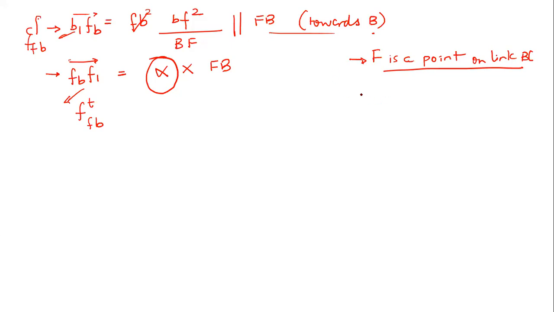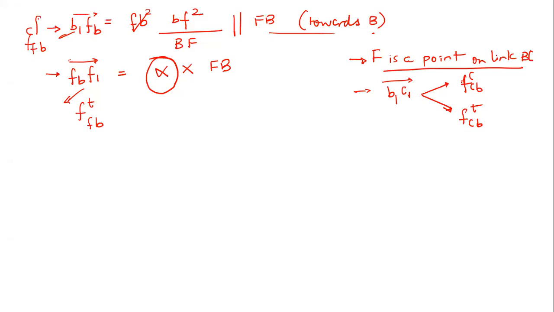Let me give you one more hint: this B1C1 vector is completely known to us. We all know that it is going to have two components. One component will be the centripetal one, and another component will be the tangential one. So now think about this: can we calculate the value of this alpha?